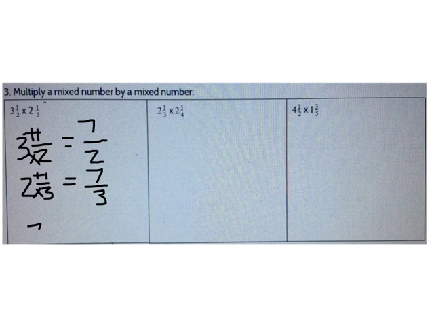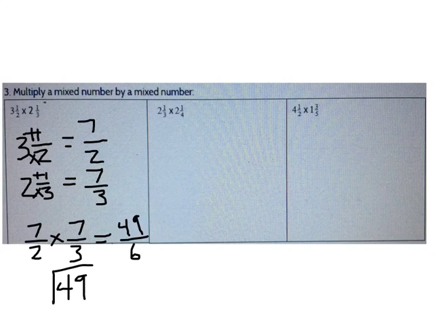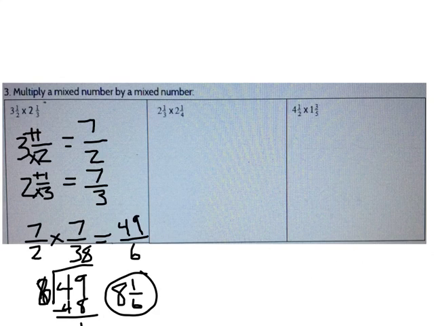Now I can multiply. When I multiply 7/2 times 7/3, what's my resulting improper fraction? It's 49 over 6. When I change 49 over 6 into a mixed number, what do I get? Well, 6 goes into 49 8 times. 8 times 6 is 48. And when I subtract, I have 1 left over. So my answer is 8 1/6.